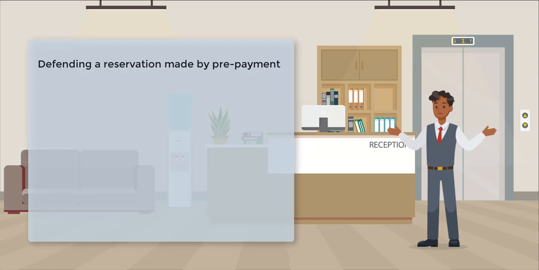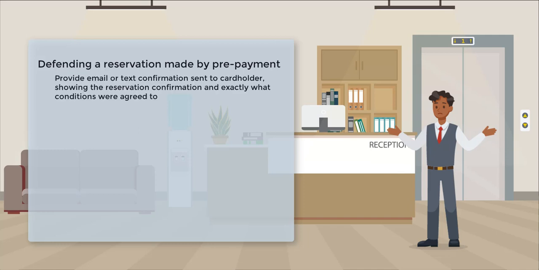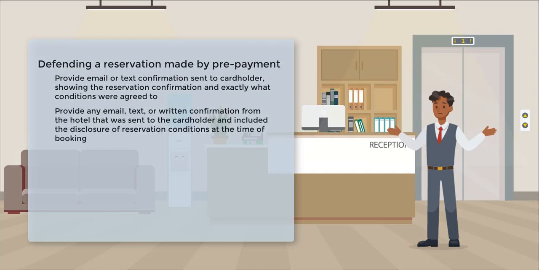To defend a chargeback from a reservation made by prepayment that was not canceled according to a hotel's policy, a hotel should provide the email or text confirmation from any booking site the reservation may have been made on that was sent to the cardholder, showing the guest reservation confirmation and exactly what reservation conditions the cardholder agreed to. Provide any email, text, or written confirmation from the hotel that was sent to the cardholder that included the disclosure of reservation conditions at the time of booking.